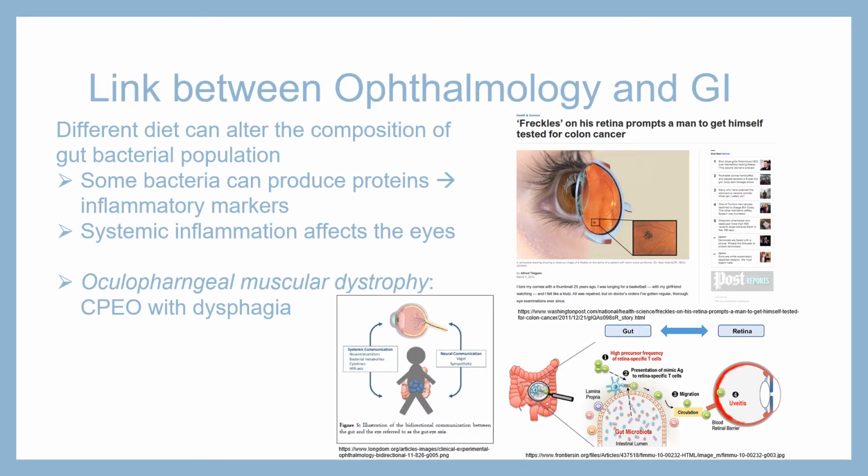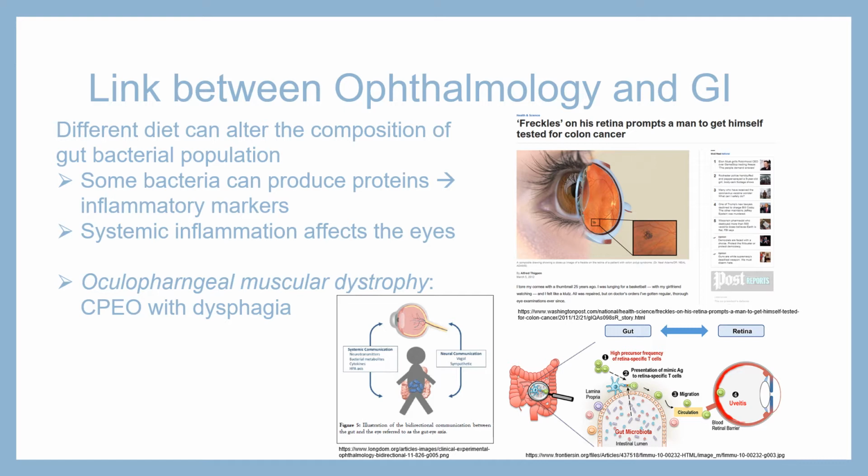The link between ophthalmology and the GI tract is important. Different diets can alter the composition of the gut microbiome, and these bacteria can produce proteins that act as inflammatory markers. This can trigger systemic inflammation that affects the eyes, especially if the eyes also contain proteins that resemble these markers.